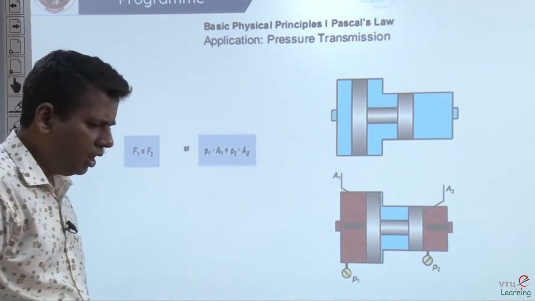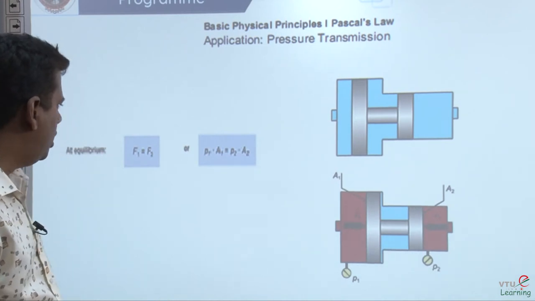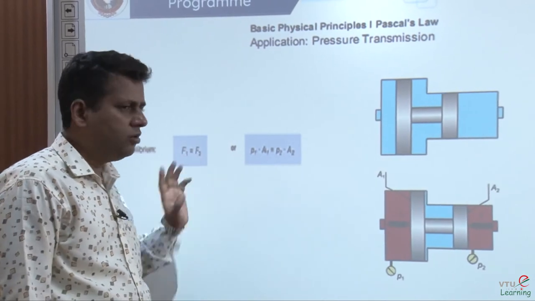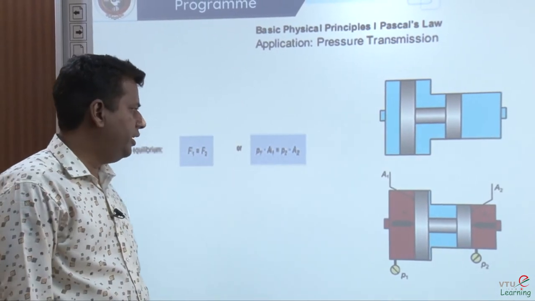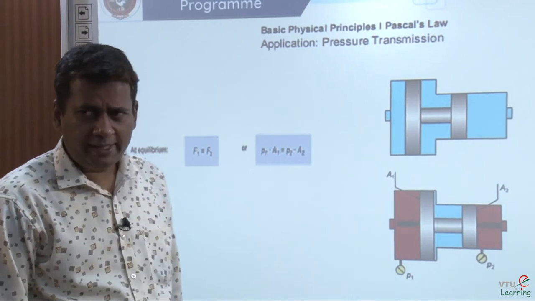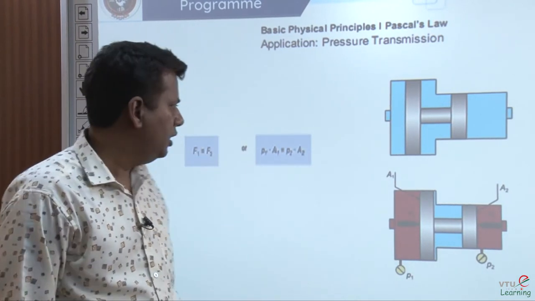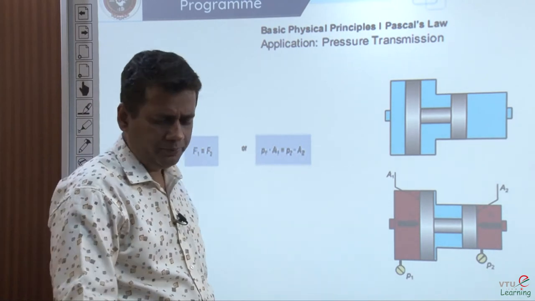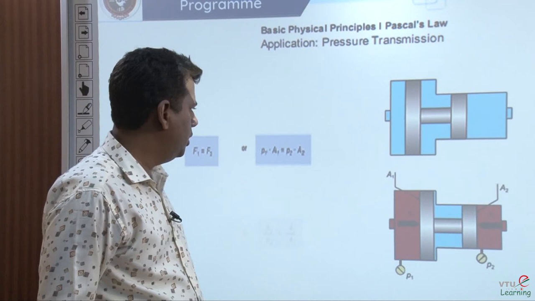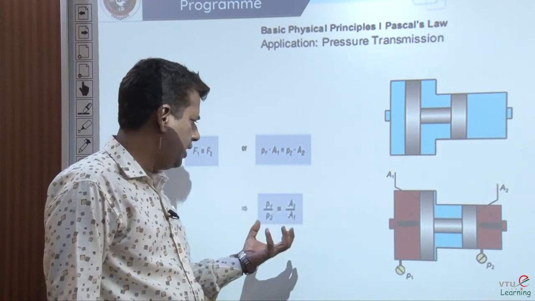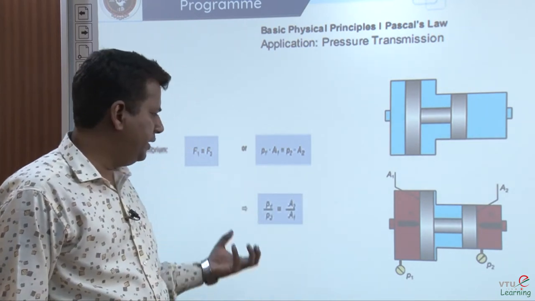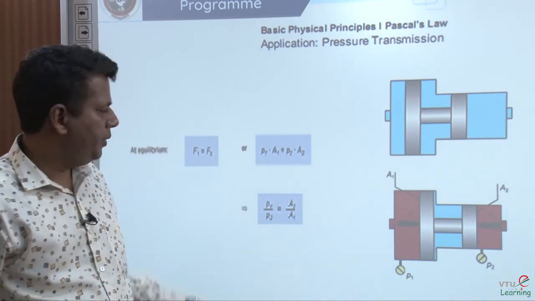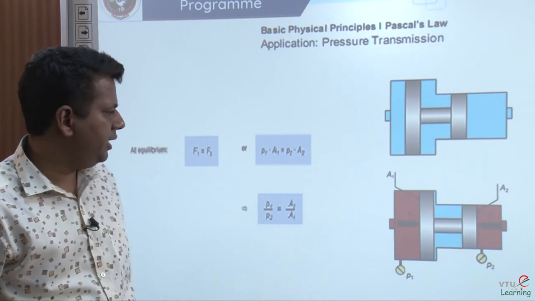Now, according to Pascal's law, at equilibrium, F1 is equal to F2. So, if F1 is equal to F2, if you want to express force in terms of pressure, you know that P1 into A1 is equal to P2 into A2. Now, you rearrange, and P1 by P2 is equal to A2 by A1, right. So, P1 by P2 is equal to A2 by A1.